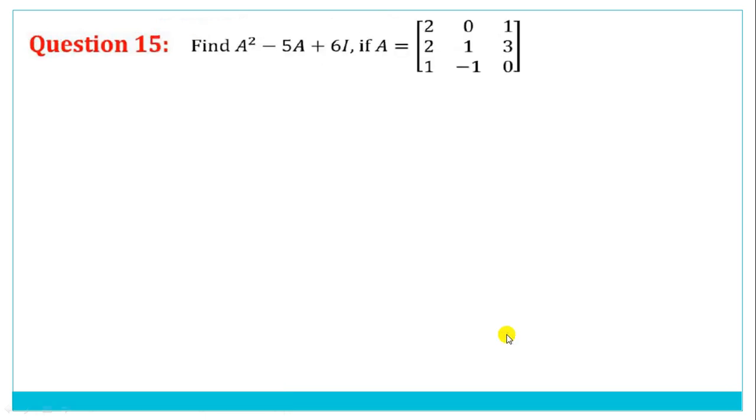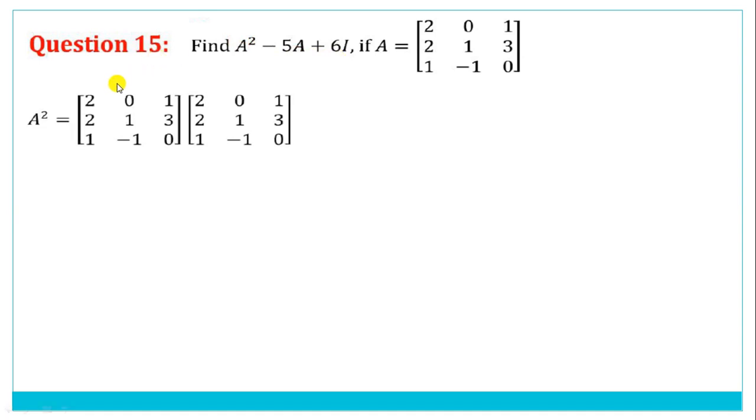Solved. Move on. Now time for question 15. We have the matrix A given to us, and with the help of this matrix we have to find the value of this function or identity written here. We have to find the value of A square minus 5A plus 6I using only this. So firstly we will find the value of A square, then the value of 5A, and then the value of 6I, and then we will put them together and solve it.